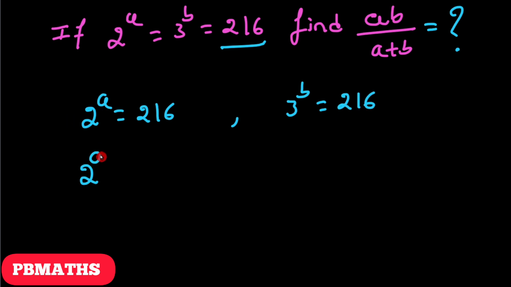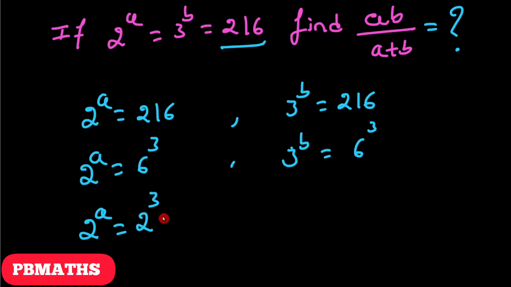We will keep this 2^a as it is. This 216 can be written as 6 to the power 3. Here also we will do the same: 3 to the power b is equal to 6 to the power 3. Further, this 6 to the power 3 can be rewritten as 2 to the power 3 into 3 to the power 3. That is using laws of exponents.